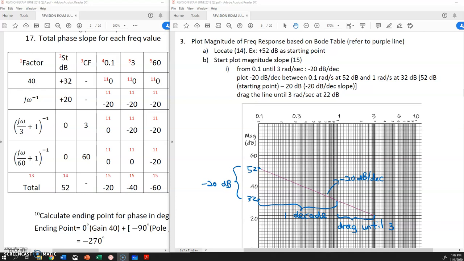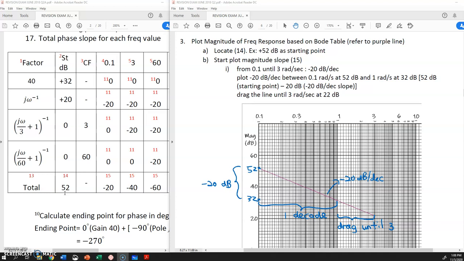Okay, so now we can start plotting the magnitude plot first based on the board table. For magnitude, I use purple color, so refer to the purple line. Based on the first part of the table, until here is the magnitude table. Locate number 14, which is the starting point for the magnitude plot.